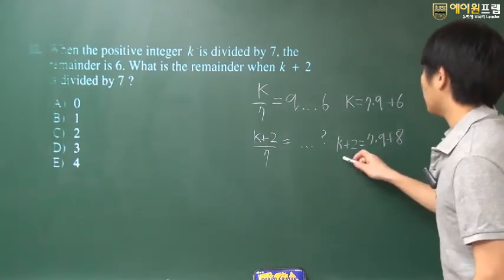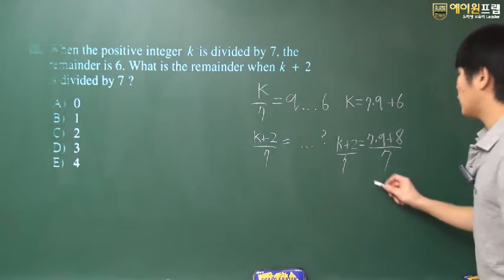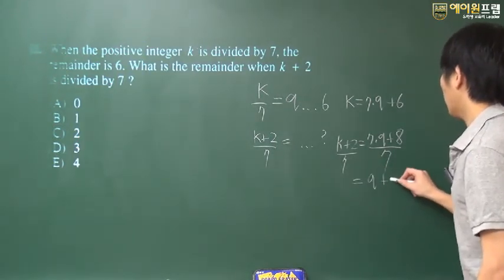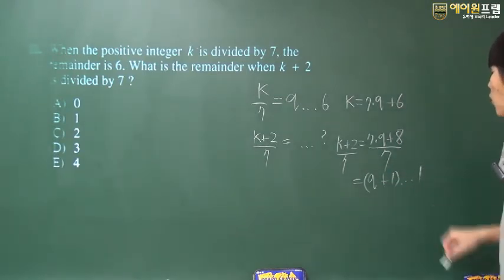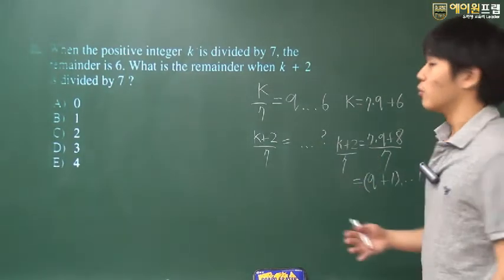So if I divide this by 7, what's going to happen? So let's divide by 7 on both sides, okay? If I divide by 7 on both sides, what I see is that there will be q plus 1, okay? With a remainder of what? Remainder of 1, okay? So our answer is 1, but I like to just recap what went on in this case.